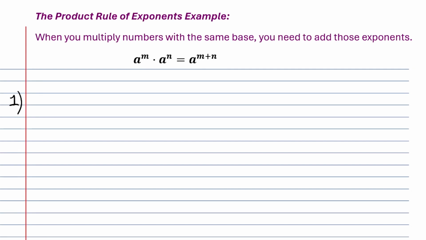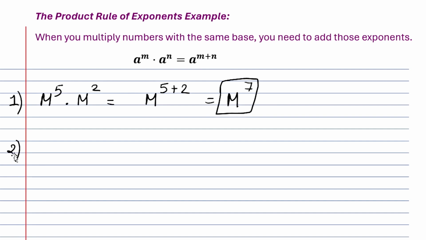The first example that we're going to look at is m raised to 5 multiplied by m raised to 2. As you can see from the formula, we can start solving right away by having the same base, and we can add 5 plus 2, which gives m raised to 7. Okay, now let's solve the second example.